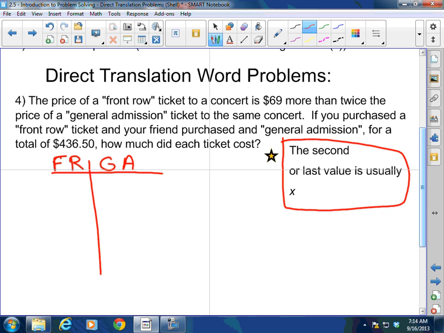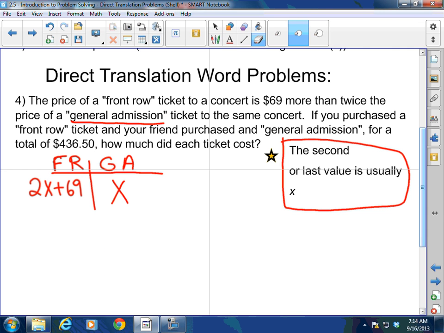So what do we know nothing about? Which is the second value here? The general admission ticket. So we know nothing about the general admission ticket, so that's x. The front row ticket is $69 more than twice the price of the general admission. So the front row is 2x plus 69. Now you've made your two expressions. Let's put it all together for an equation.